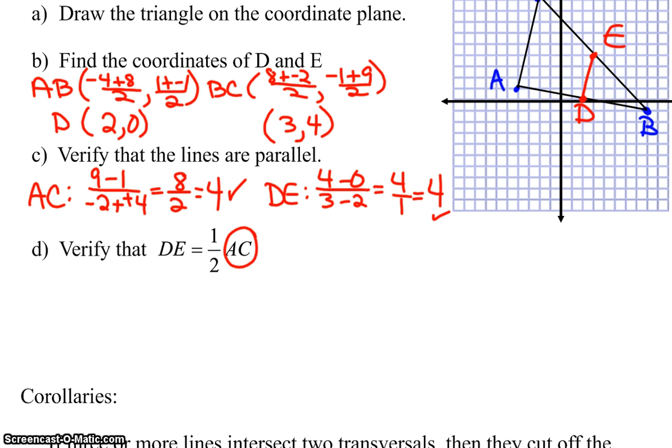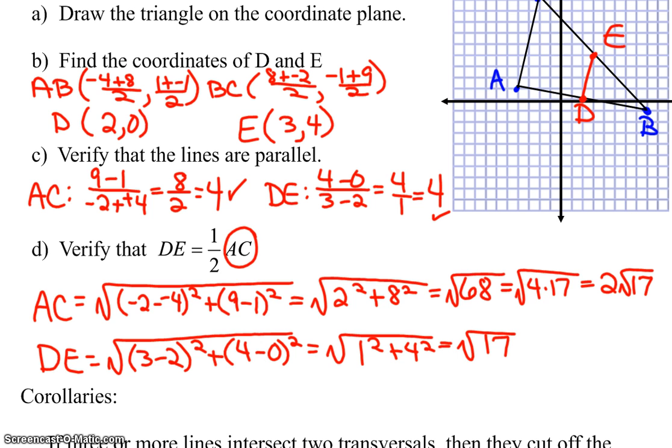Now we have one more thing to do, which is to verify that DE equals half of AC. This means I need to know how long each of those segments is, which means I need my friend, the distance formula. So go ahead and do your distance formula for DE, your distance formula for AC, and then compare your answers to my work. Notice that AC was 2 square roots of 17 after I simplified the square root, and DE was simply the square root of 17. So DE was 1/2 of AC.